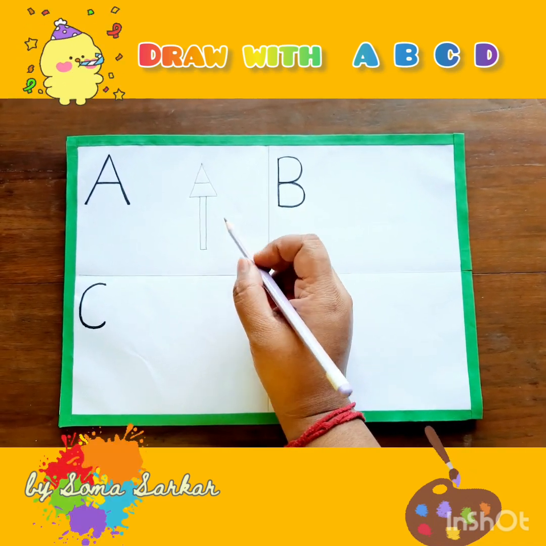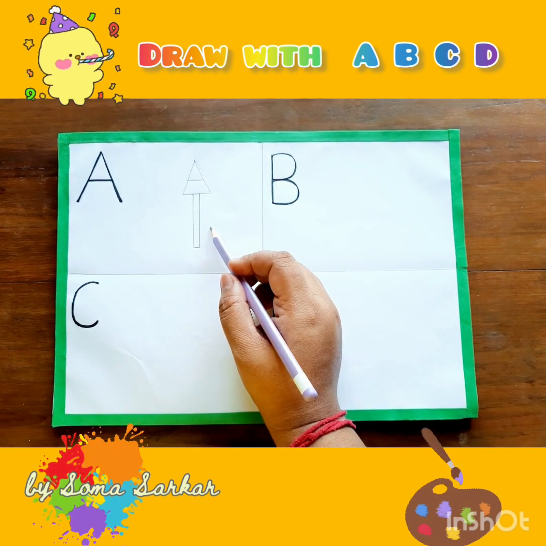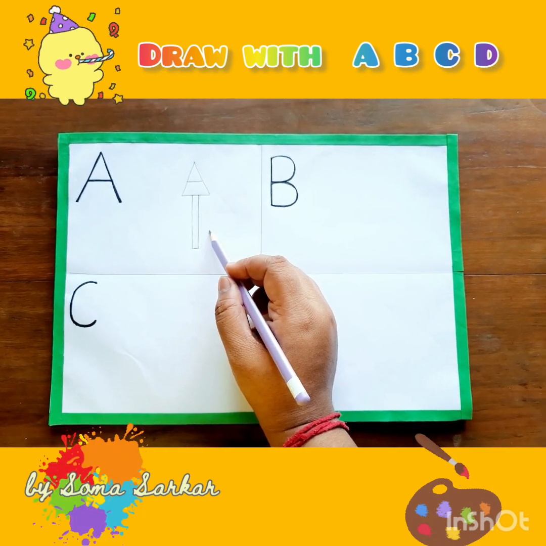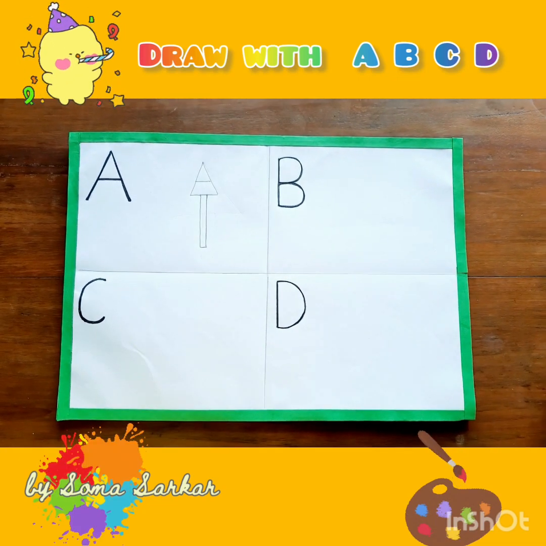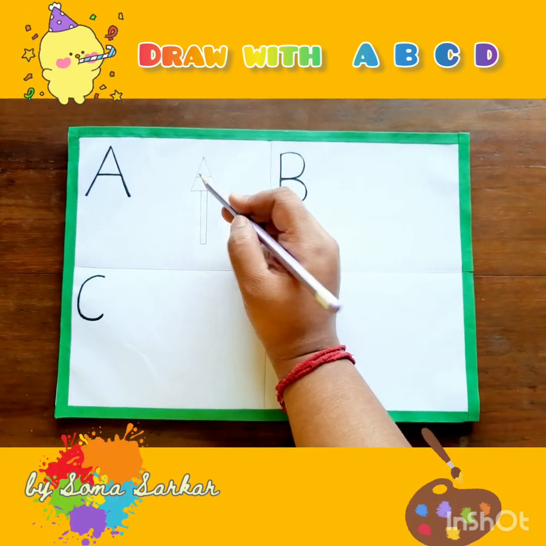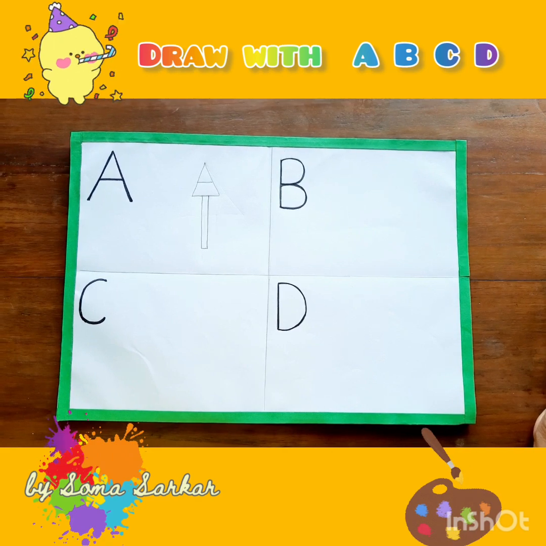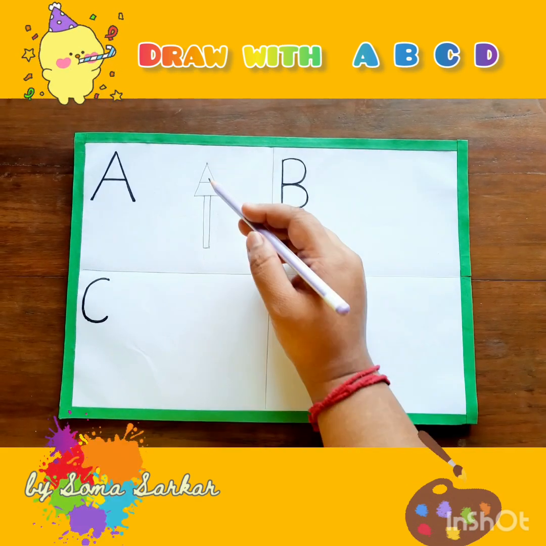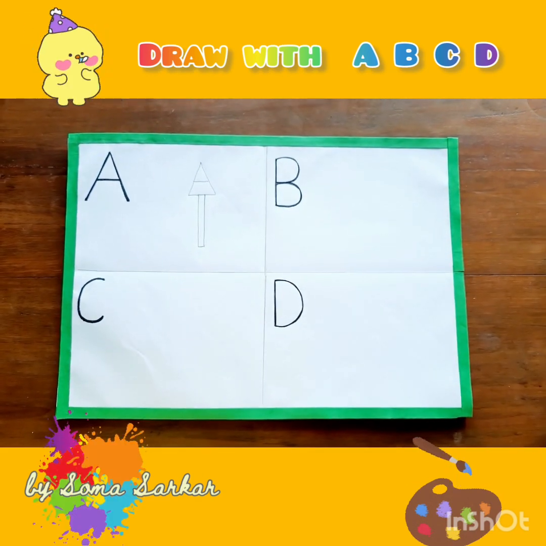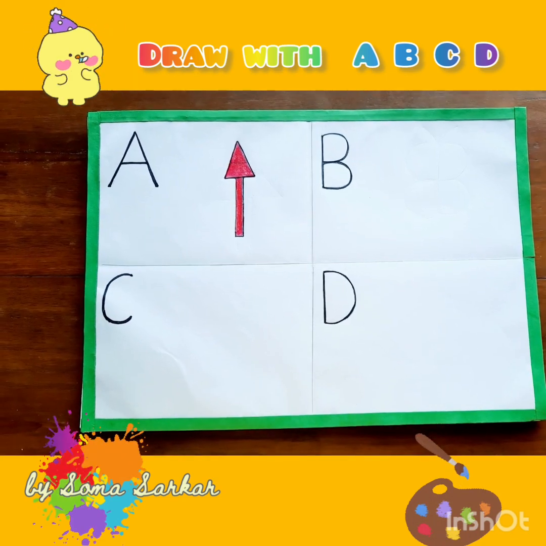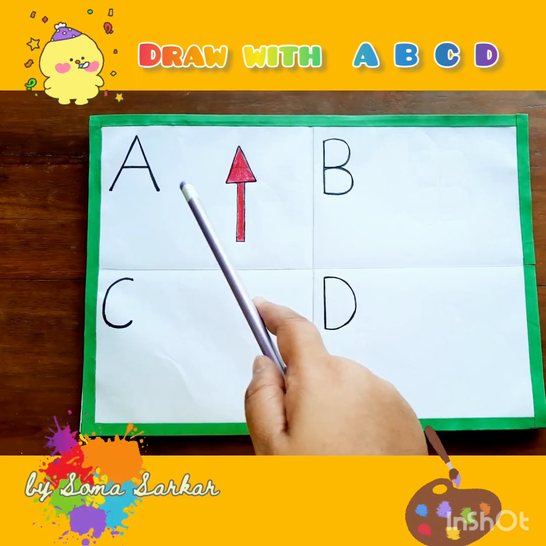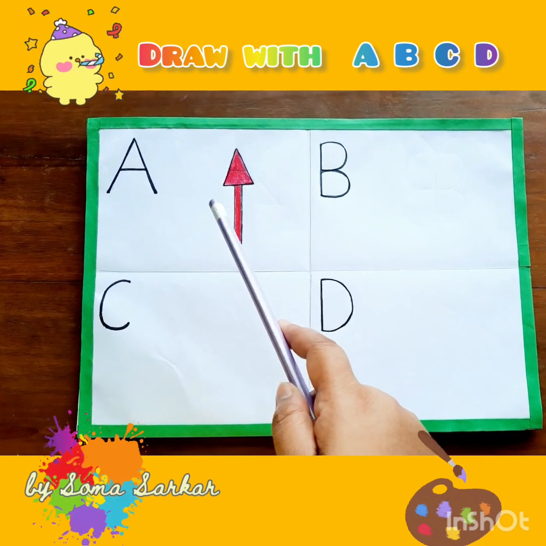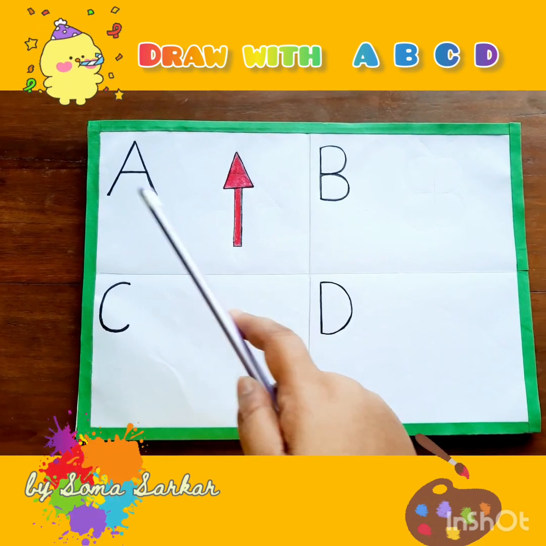Very good kids. A is for arrow. Now using your crayon, color it. Okay? You can erase this line also. But if you don't want, then don't erase and color this. Okay? And it's done. Look at this kids. A is for arrow. This is a picture of an arrow.